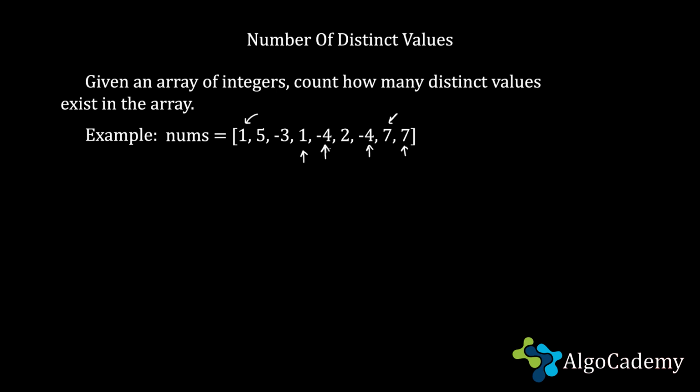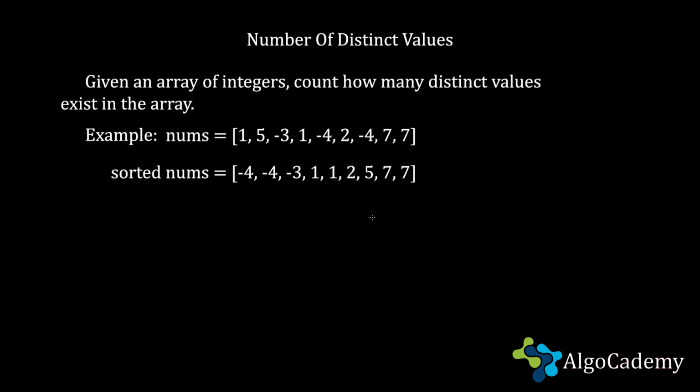Is there an order of these elements where we can definitely apply our strategy and be right about it? It is. And that order is having the elements sorted increasingly. Let's take a look at how this array will look after we sort it. The sorted array will look like this. The beautiful thing here is that when you have an array sorted, you will have the equal elements one after another. Minus 4, minus 4, minus 3 alone, 1 and 1, 2 alone, 5 alone, and 7, 7 alone, right?